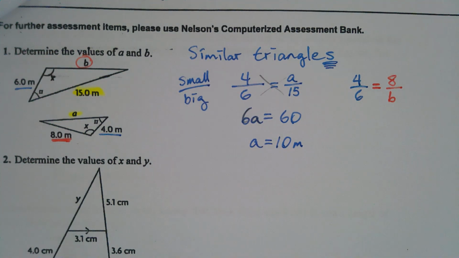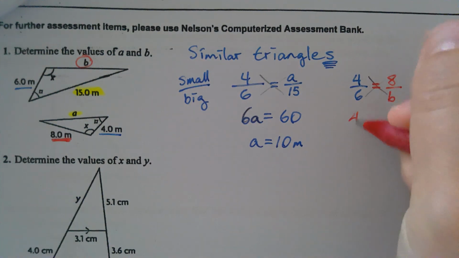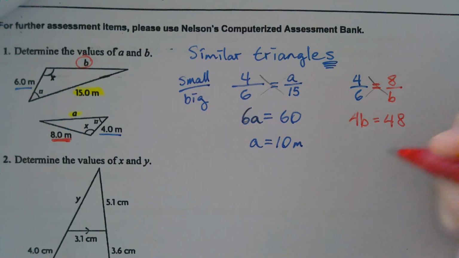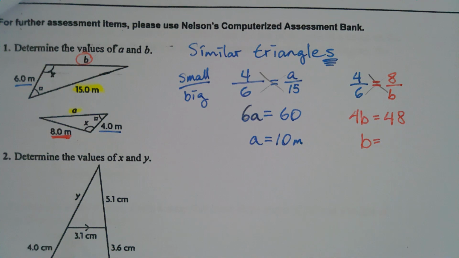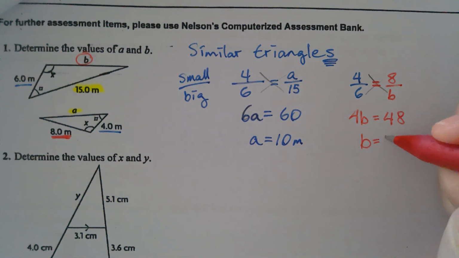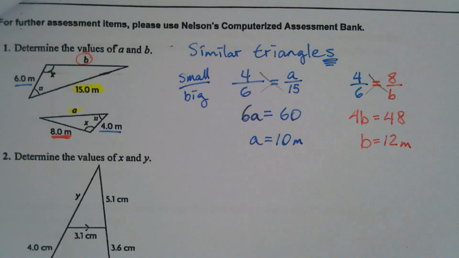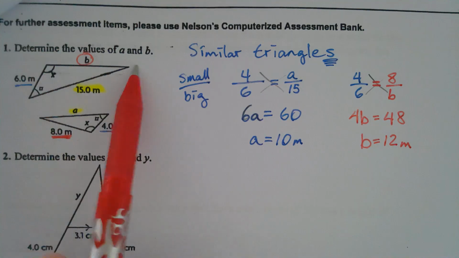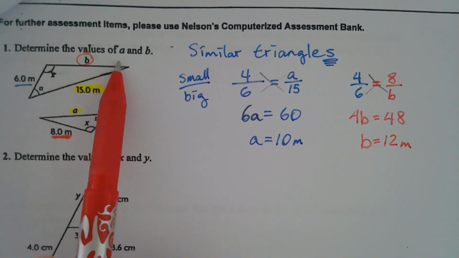Okay, so now again, I do cross multiply. So 4 times B equals 8 times 6, 48. So Jonathan, B equals 12. 12 what? 12 meters. Meters, because it's a length. Okay, I don't want to see you guys say 12 degrees. We were solving for a length.